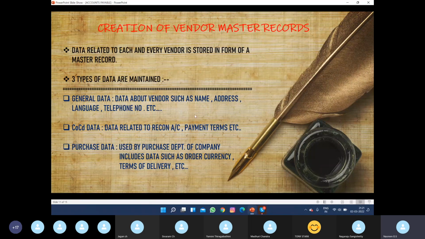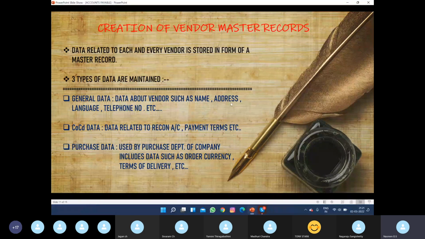This general data actually refers to the data which is required for the form of communication, for sending any couriers, for any other order sendings, etc. This is the general data.